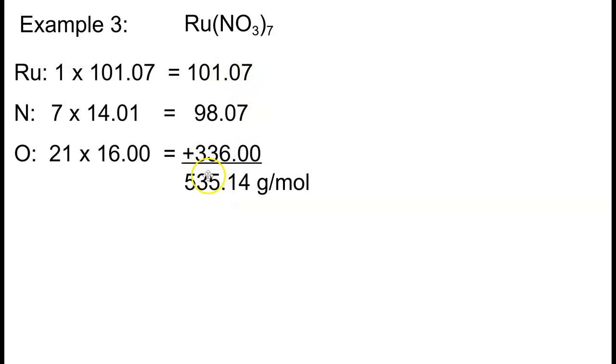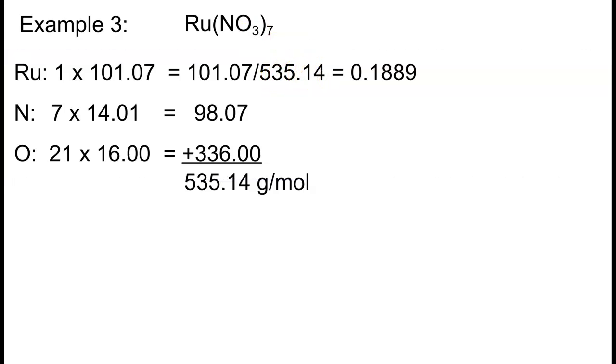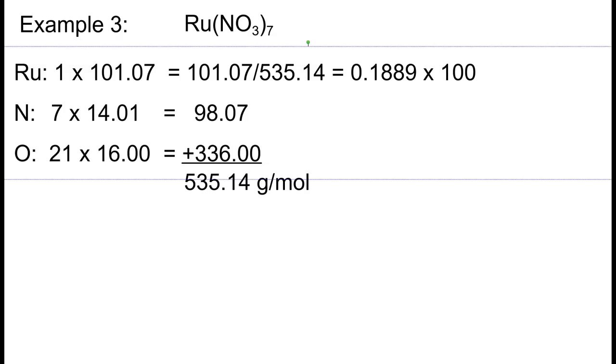To figure out the percentage of each, we take the subtotal of each and divide it by the grand total. So we'll start with Ru. 101.07 divided by 535.14. So divide those two. Get an answer with 4 places that are non-zeros past the decimal. Multiply by 100, and we get 18.89%.